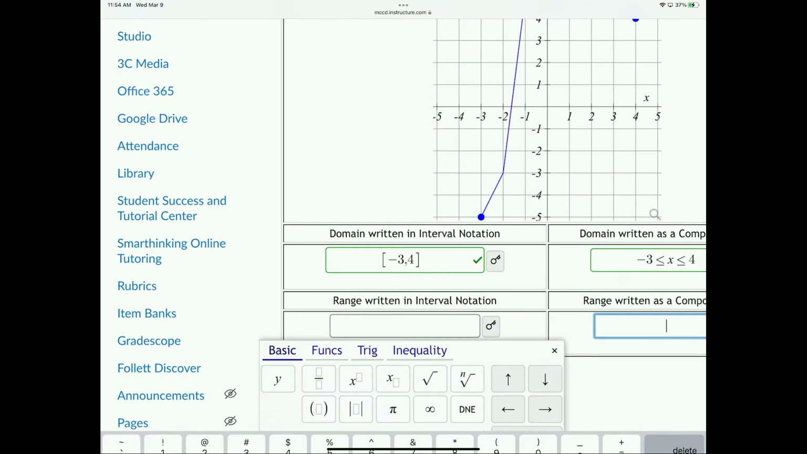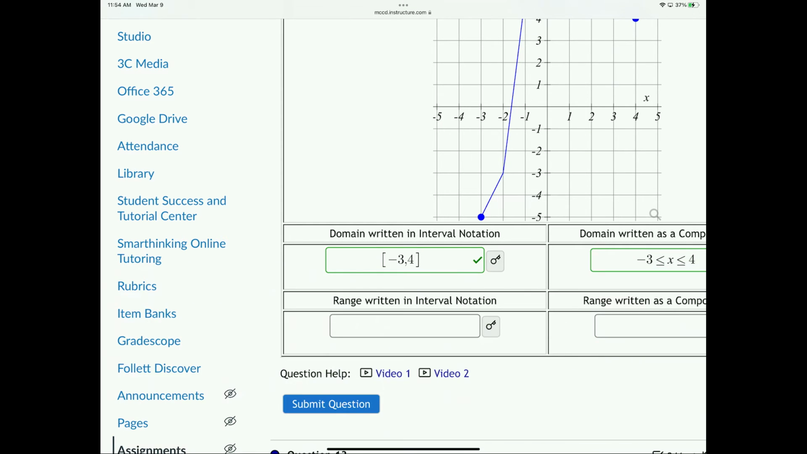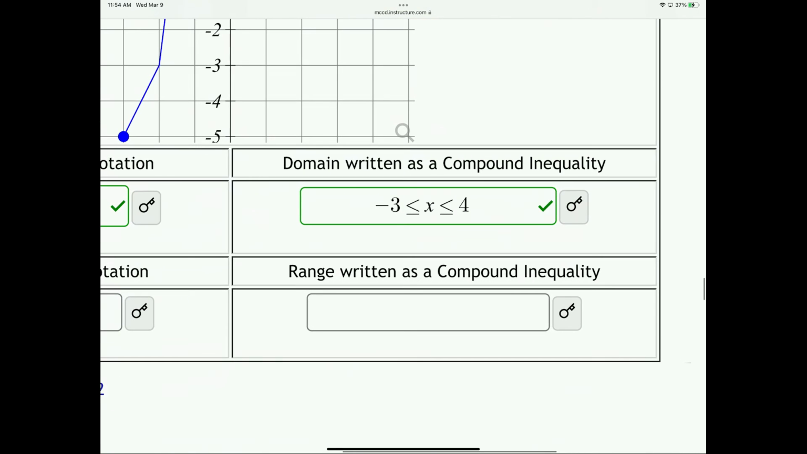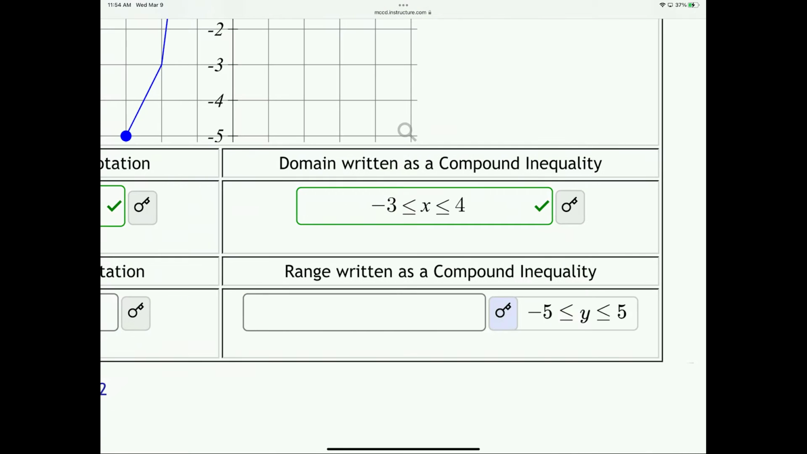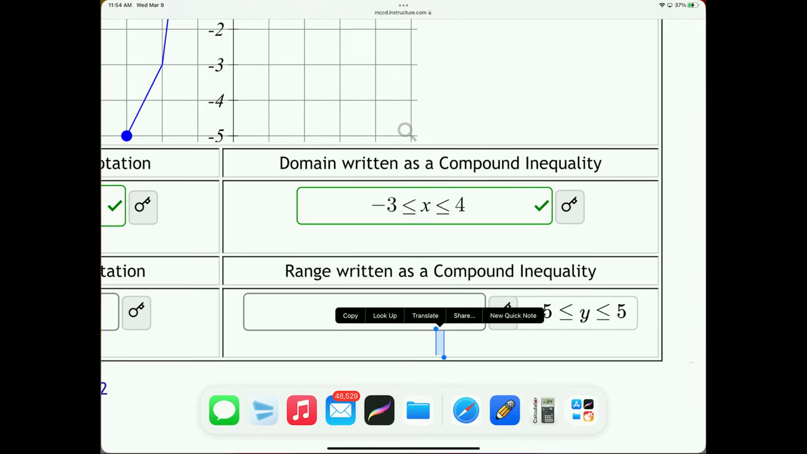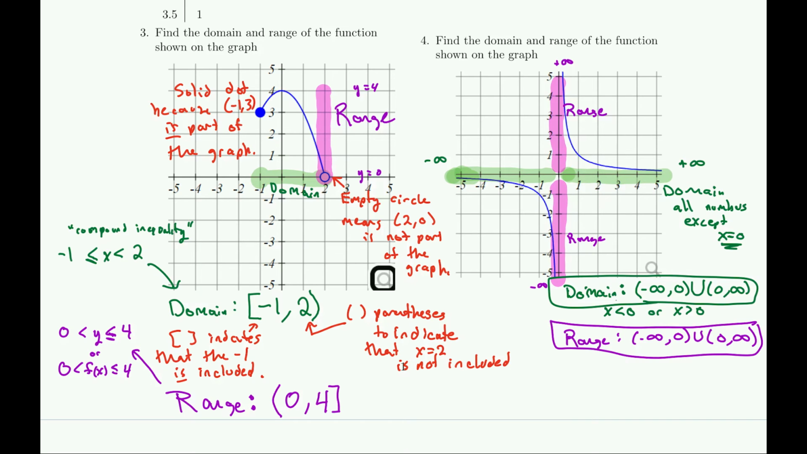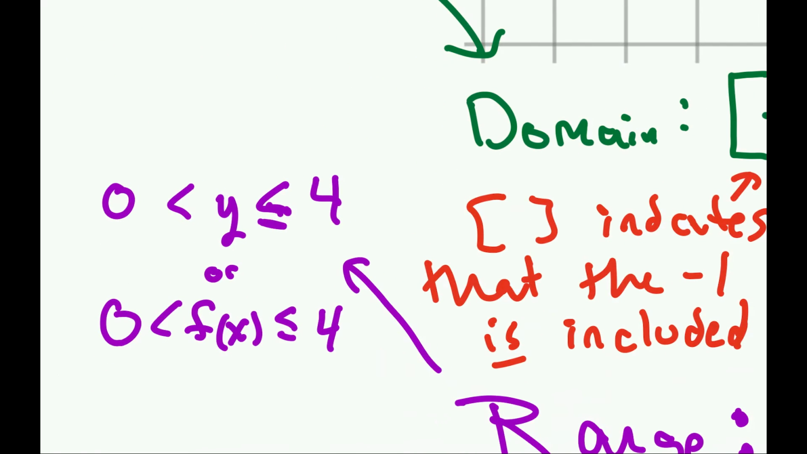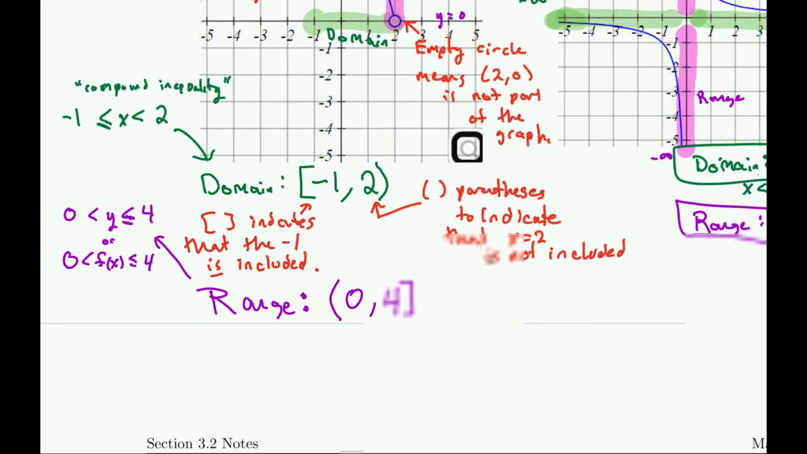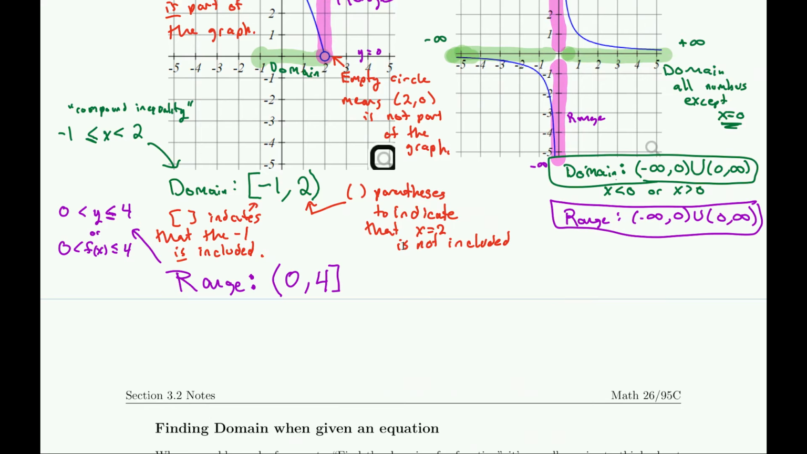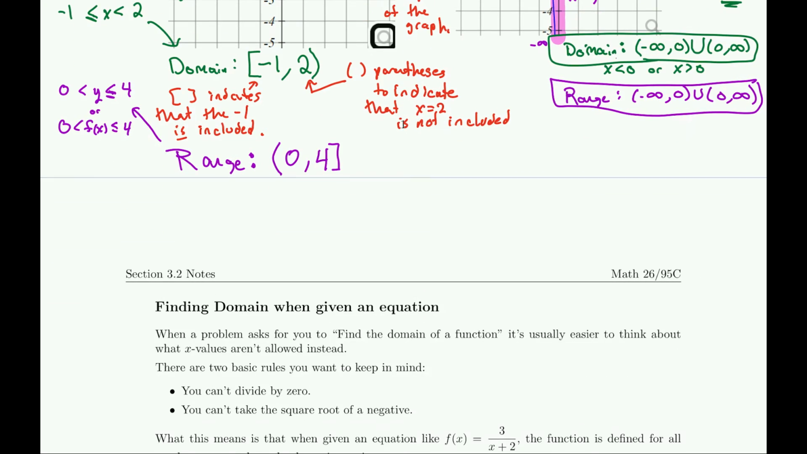Oh, that's the key. So let's see how they want this written as a compound inequality. So they do want it with y. So how we were talking about on the notes here, this is how you'll write it on that type of problem. Okay, I did the domain. I didn't do the range there, but that should be fine.